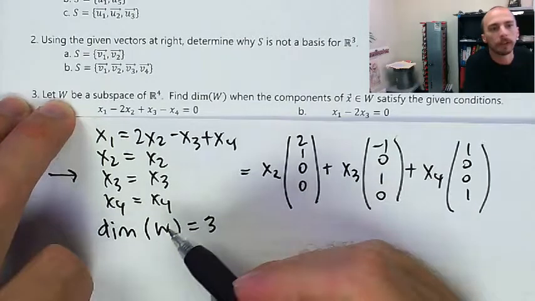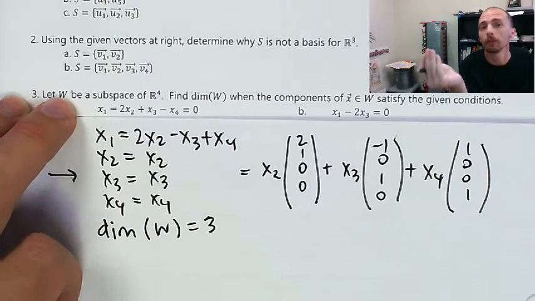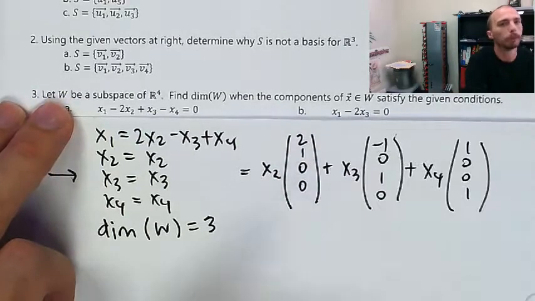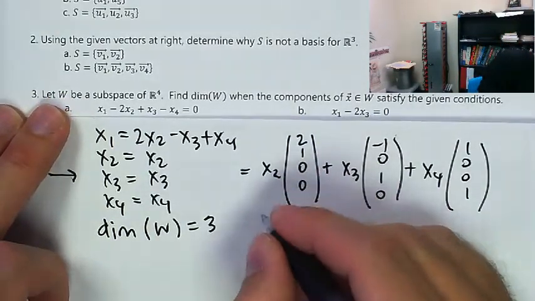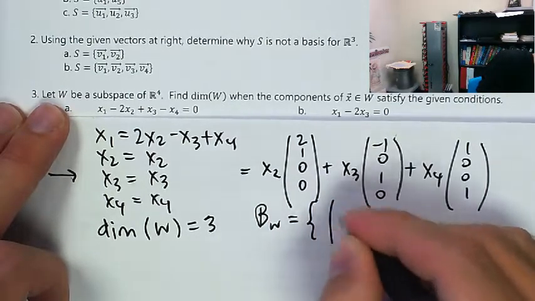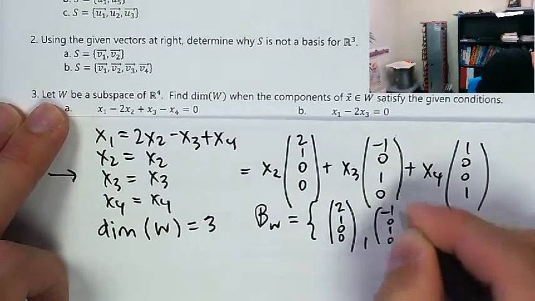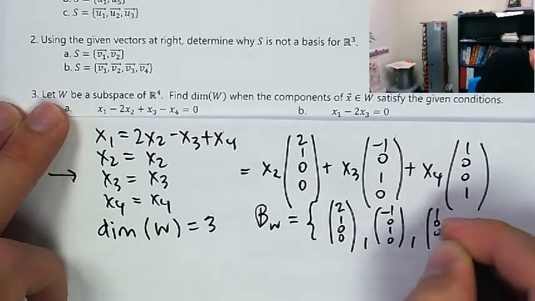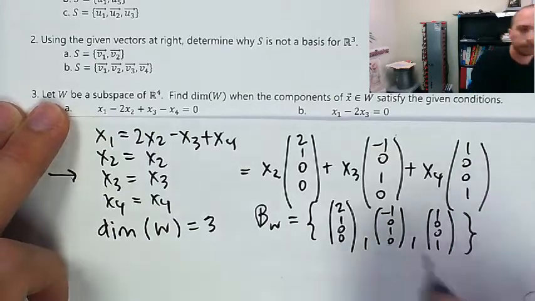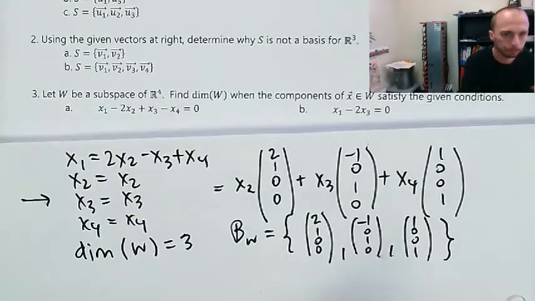For that reason, for the rest of these, I'm just going to find the number of independent variables and say that that's the dimension, because I could go through that process and say, okay, the basis for W equals this and that and the third one. That's a basis. It's got 3 elements in it, which means the dimension is 3.